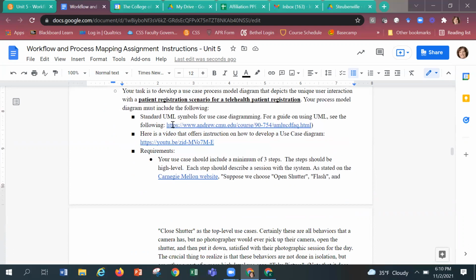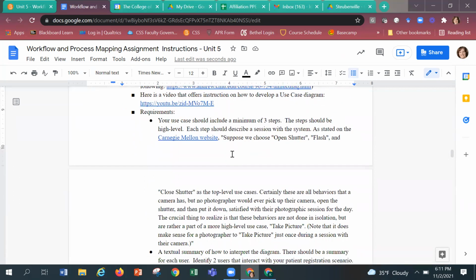It should use standard UML symbols for use case diagramming. And so you can find examples of UML symbols at this link right here. There's also a video here on how to develop a use case diagram. Students have said that this is extremely helpful. So definitely take a look at that, watch that.